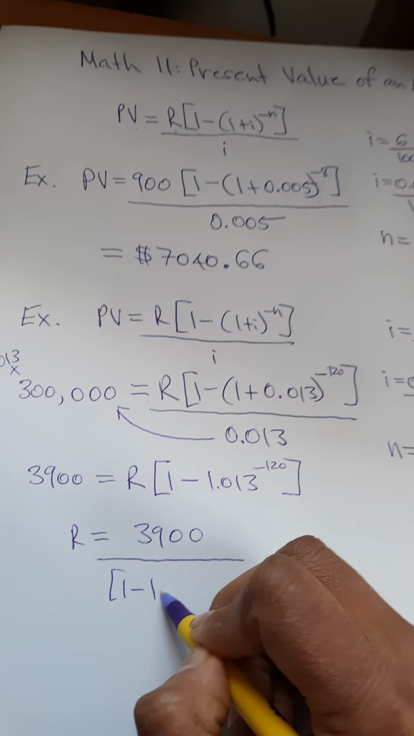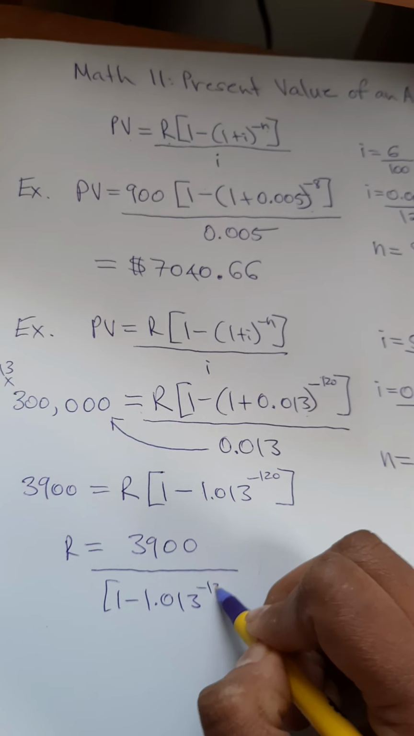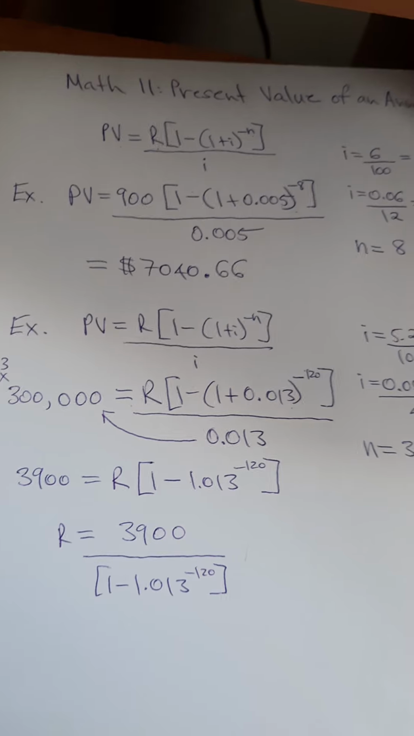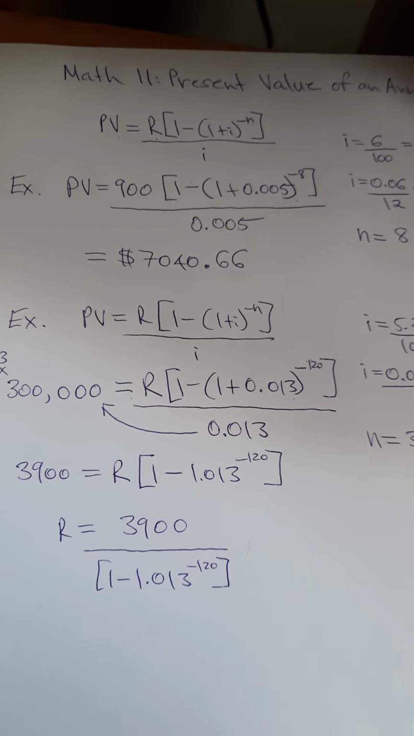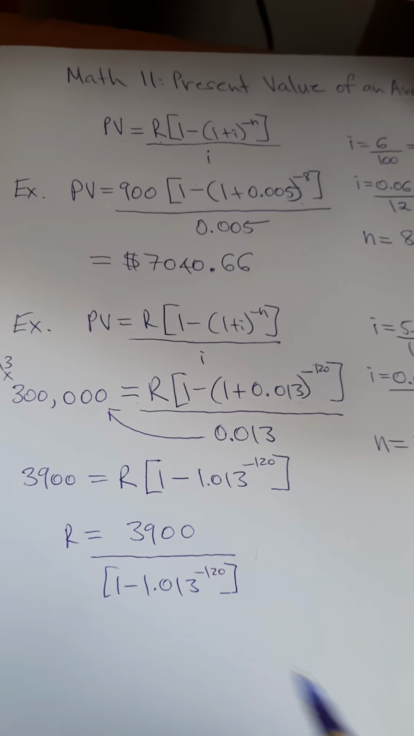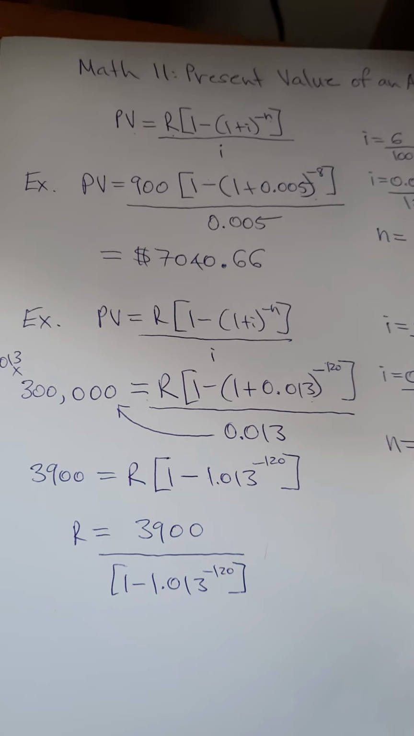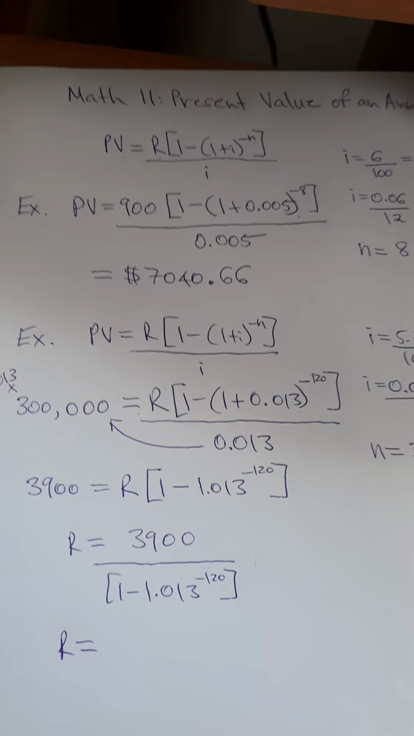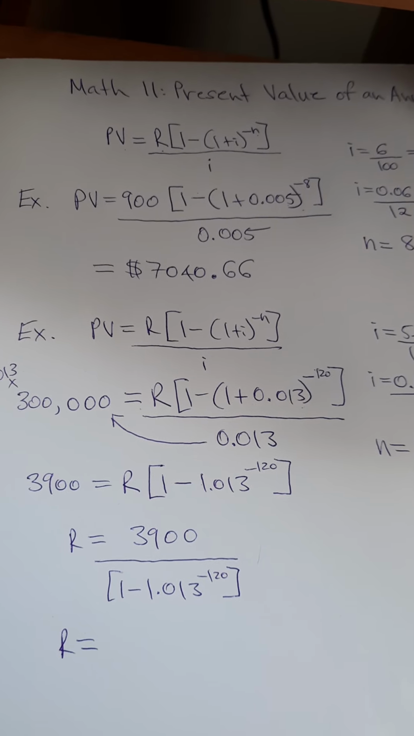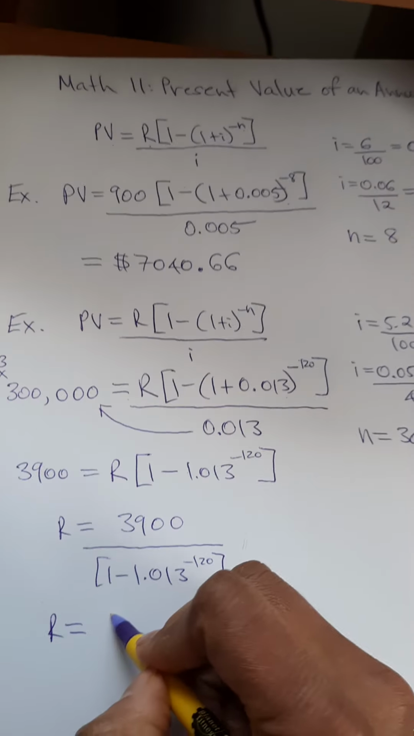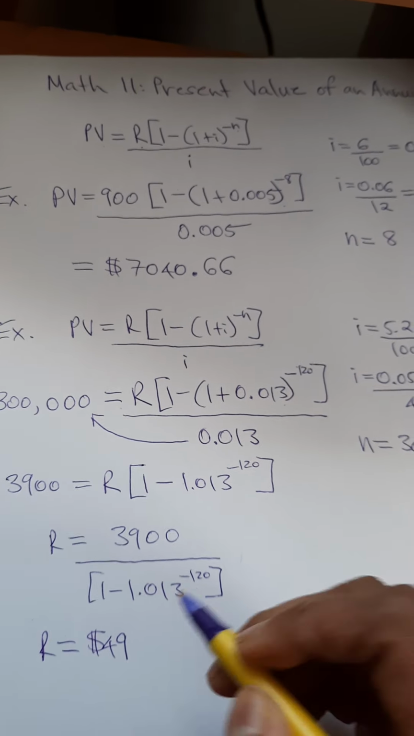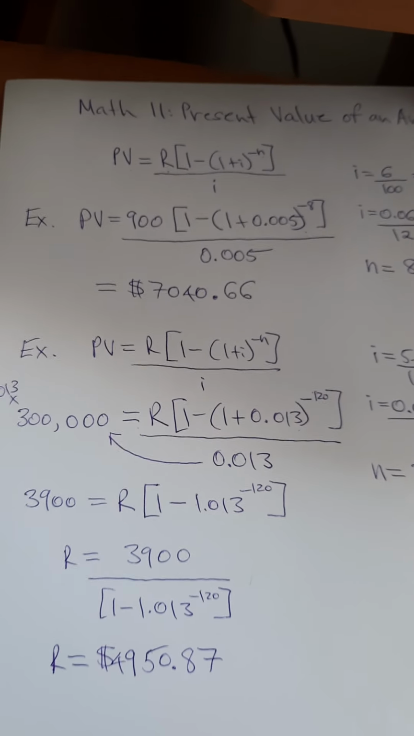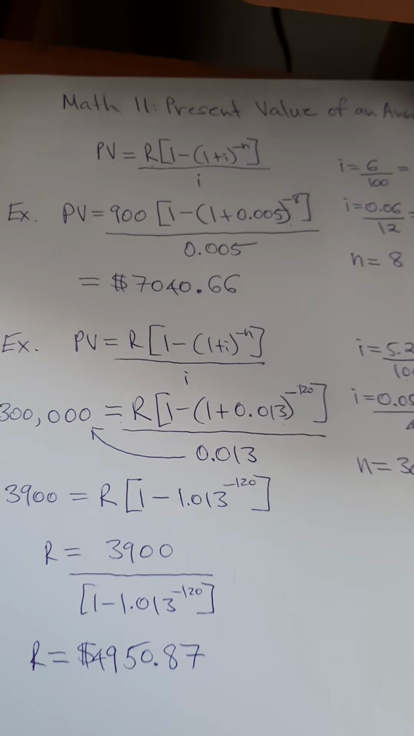I'm just going to put in brackets. Make sure when you do that, I'm doing 1.013 to the power of negative 120 first, and then I'm doing 1 minus whatever the value is that I'm getting here. Everyone see that? Okay, so let's put it in our calculator, and make sure you're not dividing it the other way around. And we are getting approximately $4,950.87.